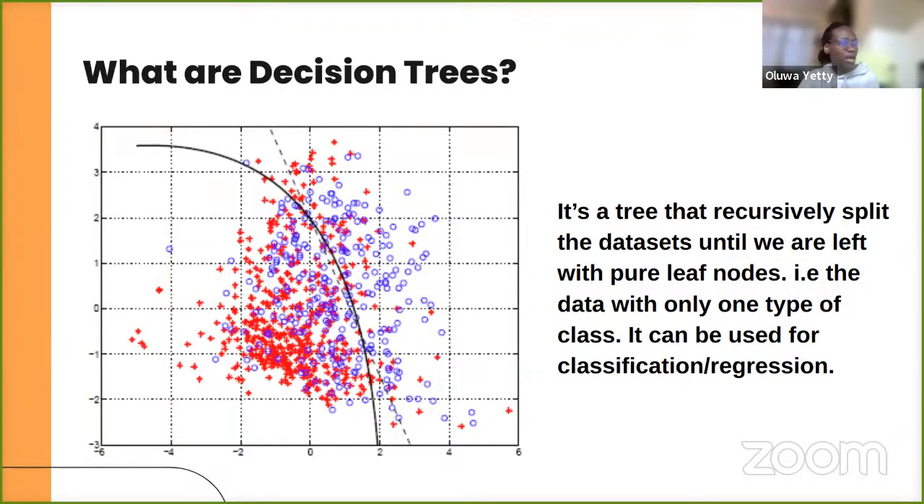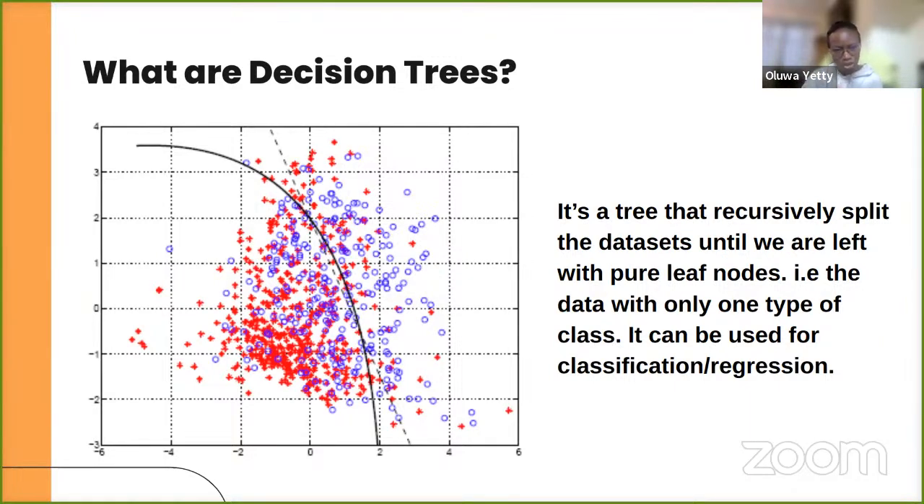And decision trees can be used for your classification or regression tasks. So we have the decision tree classifier and we have the decision tree regressor. I know you've been doing classes in the past, but I'll just pretend that this is a refresher.